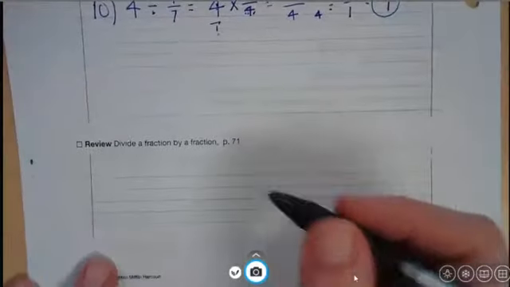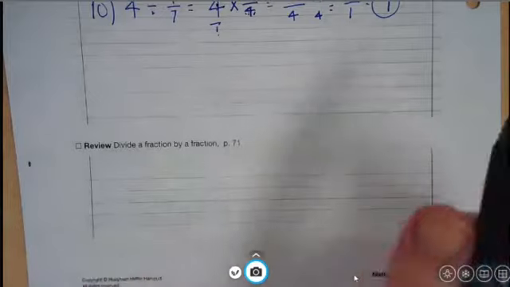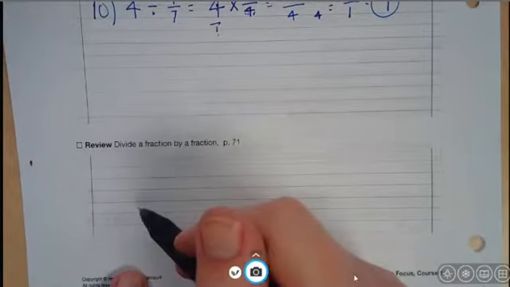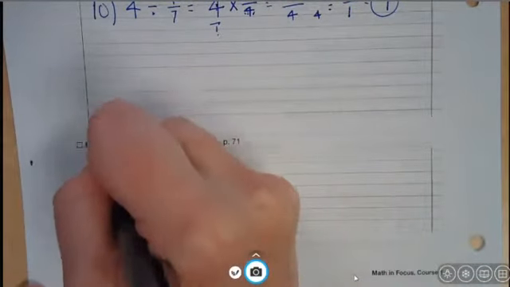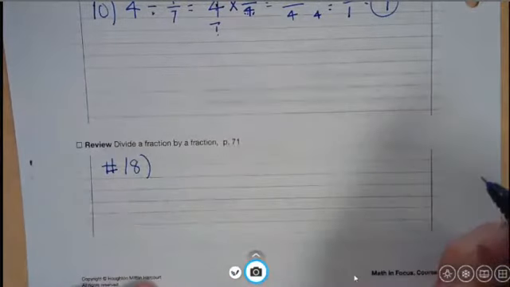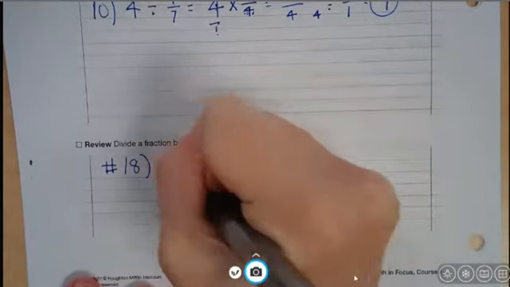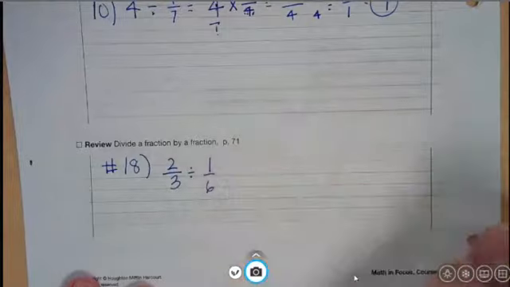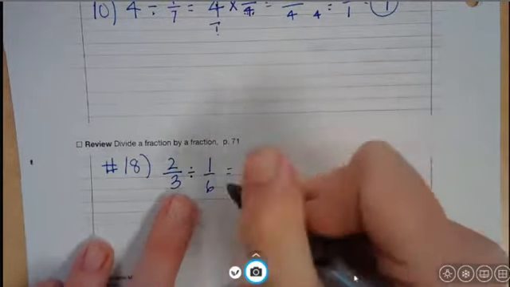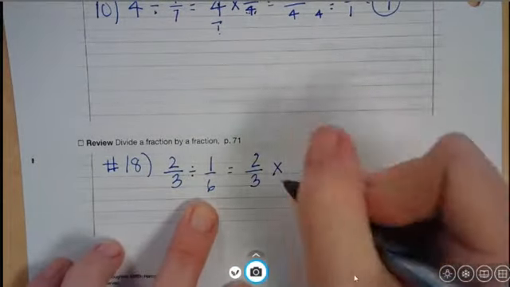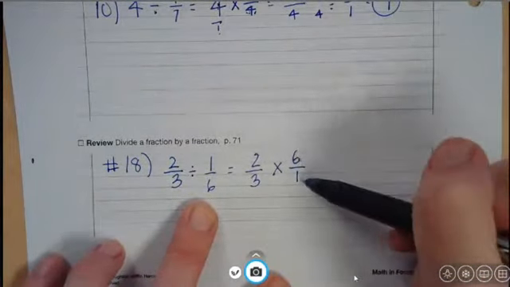Okay, I can also divide a fraction by a fraction. Same exact process as when I divide a whole number by a fraction. I keep the first number the same, and I multiply by the reciprocal. So if I look at number 18 on our guided practice, so on page 73, I'm going to do 2/3, and it says divided by 1/6. So I keep the first fraction the same, so it's equal to 2/3. I change it to multiplication, and then if I change it to multiplication, I have to use the reciprocal. So 1/6, the reciprocal is 6 over 1.